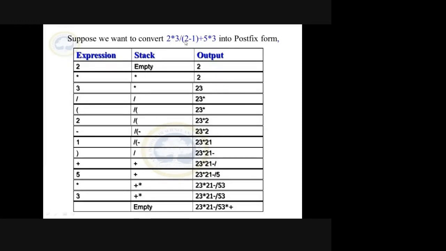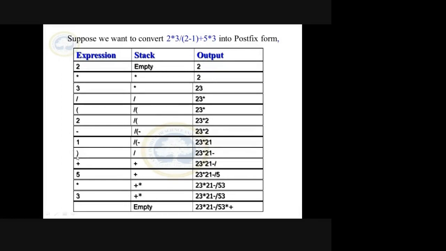Now comes the open parenthesis. When an open parenthesis comes, already a slash is there. I just put the open parenthesis inside, that's all. Now next is 2. 2 is getting scanned, and normally I don't enter it inside the stack, I put it in the output. Then comes minus. Minus is no problem because there is an open parenthesis, so I push it inside. Next is 1. That is an operand, so I put it in the output itself.